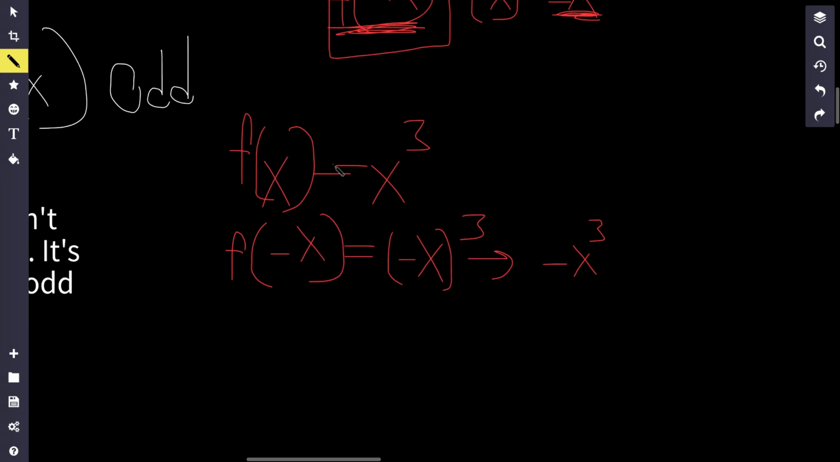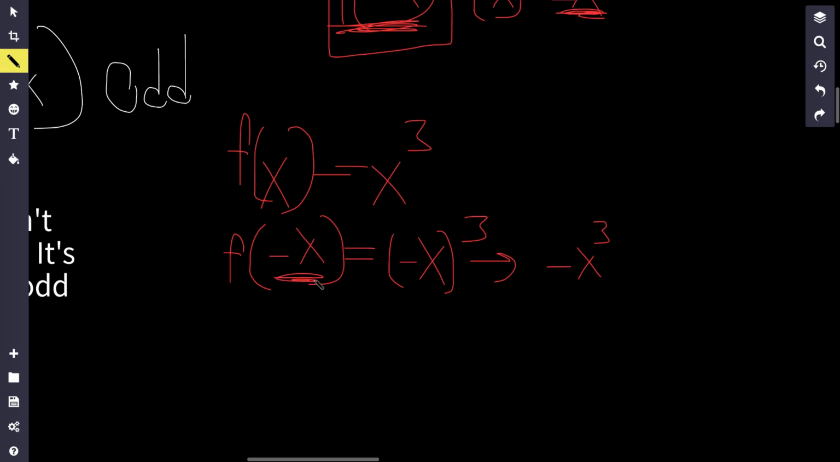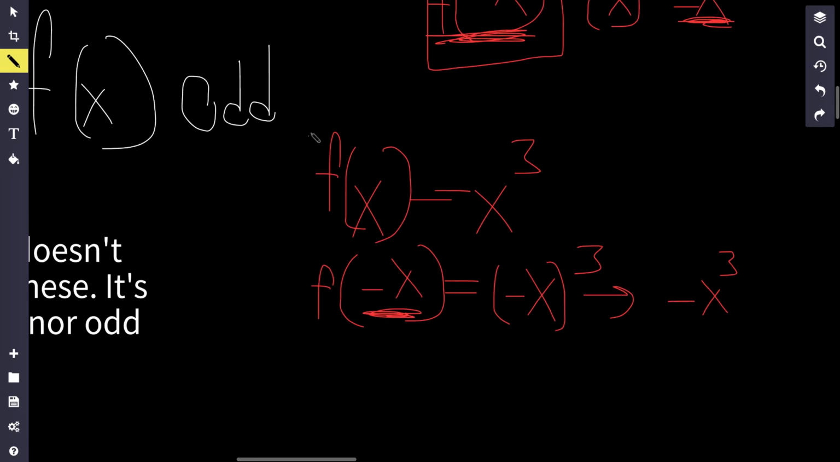And notice how, in this case, f of negative x is equal to negative x to the third power. Now imagine if I took f of x, which is my original function, and I multiplied both sides by negative 1.